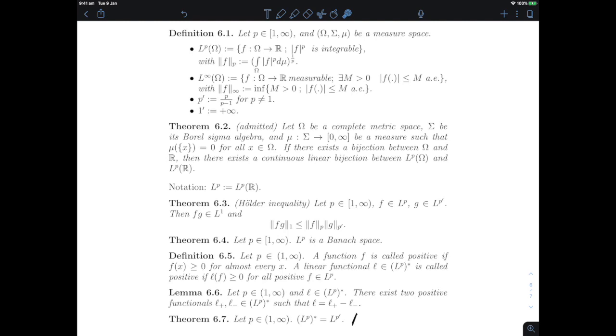So the first thing we need to see is how you decompose a general functional as the difference of two positive functionals. And then in the proof of our theorem, we'll be able to restrict our attention to positive functionals. And that's going to be helpful because we're going to be constructing a measure, and measures in general take non-negative values. So let's see the proof of this Lemma 6.6.